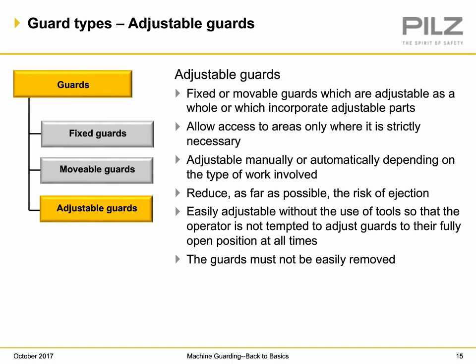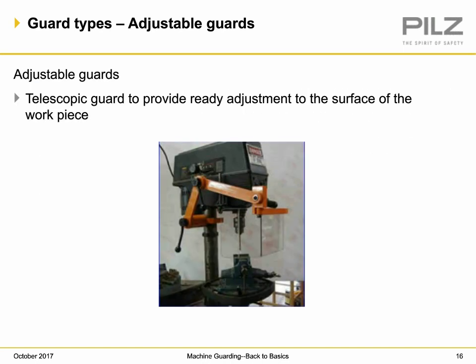Let's take a look. Here's an example of an adjustable guard. A telescopic guard to provide ready adjustment to the surface of the workpiece. What you see in front of you is a drill press with a Lexan guard that extends below the drill. And what happens here is when it comes down, you can see it make contact with the workpiece, but it contains any of the filings, or if the drill bit happens to break, it keeps it within the area from a design standpoint.